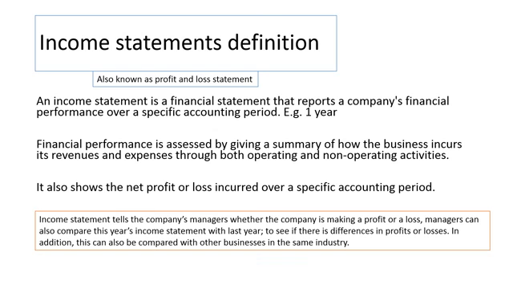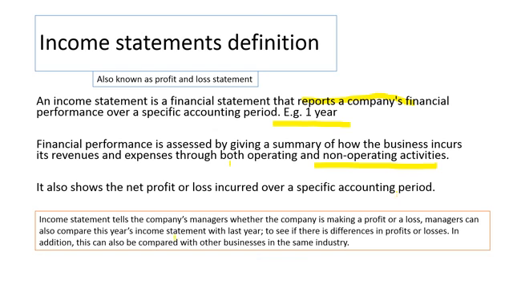So income statement is also known as profit and loss statement. An income statement is a financial statement that reports a company's financial performance over a specific accounting period, for example, 1 year. So financial performance is assessed by giving a summary of how the business incurs its revenues and expenses through both operating and non-operating activities. So it also shows the net profit or loss incurred over a specific accounting period, and that is what income statement is.